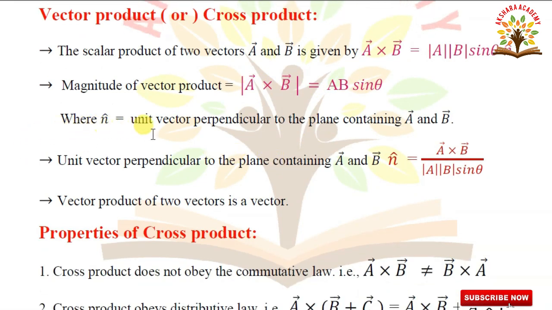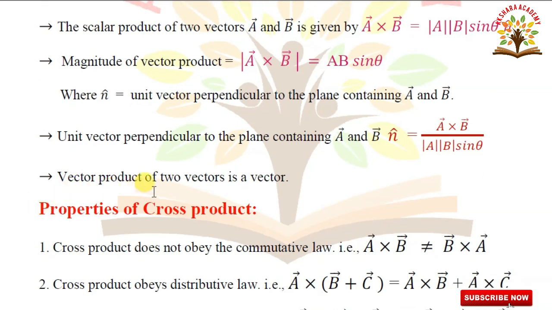Where n cap is equal to the unit vector perpendicular to the plane containing a bar and b bar. Unit vector perpendicular to the plane containing a bar and b bar, that is n cap, is equal to a bar cross b bar by modulus of a bar into modulus of b bar into sin theta. Vector product of two vectors is a vector.